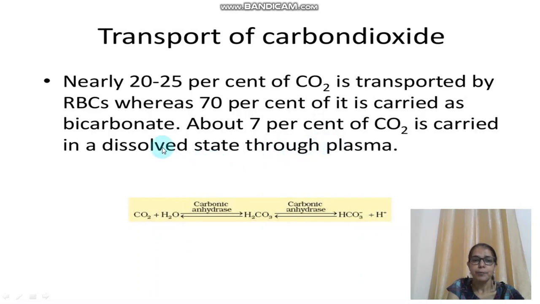Now see how the formation of bicarbonate takes place. Look at this equation. The CO2 combines with water and results in the formation of H2CO3. This H2CO3 is carbonic acid, and this reaction takes place in the presence of carbonic anhydrase. This is the enzyme that favors the combination of CO2 with water, resulting in the formation of carbonic acid. Now this H2CO3 will undergo dissociation again in the presence of the same enzyme, and it results in the formation of bicarbonate ion and hydrogen ion. So this is the major way by which CO2 is transported in our body.